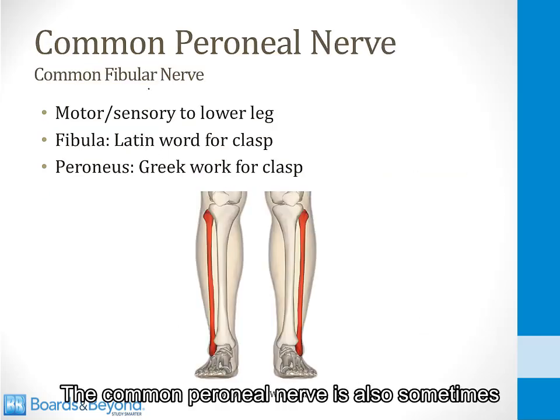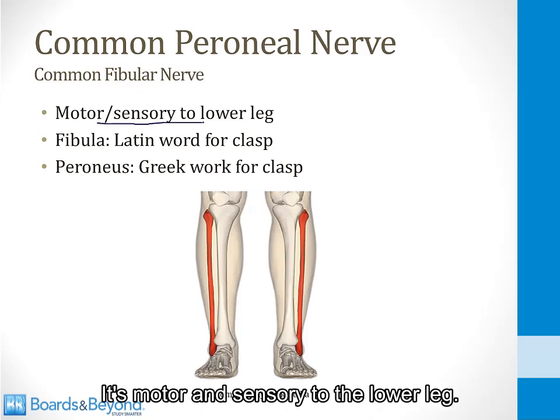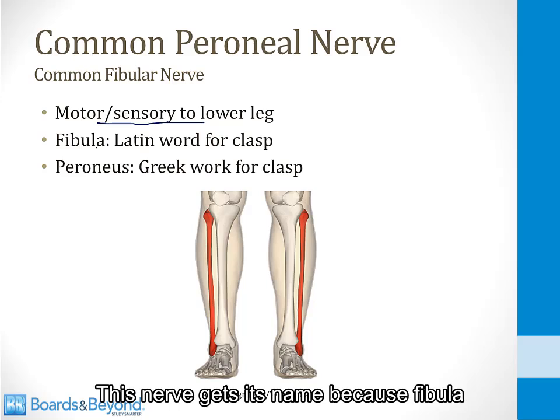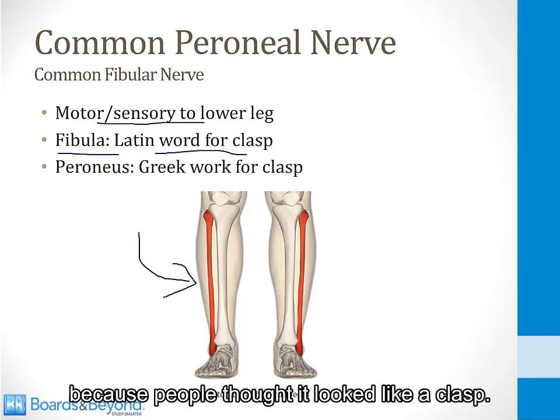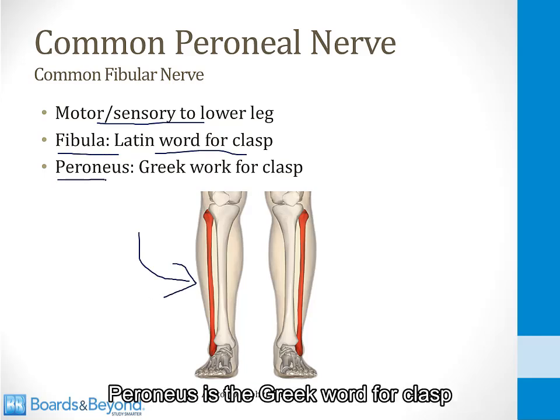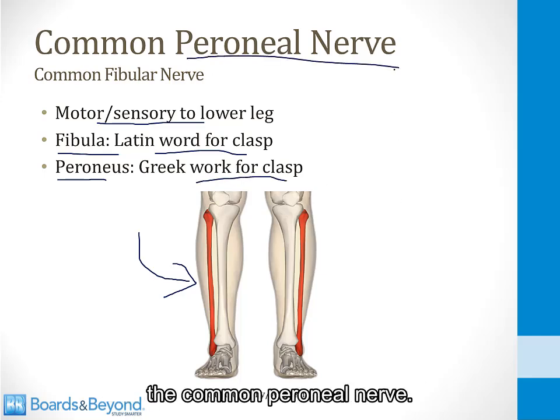The common peroneal nerve is also sometimes called the common fibular nerve. It's motor and sensory to the lower leg. This nerve gets its name because fibula is the Latin word for clasp, and that's how the fibula bone was named, because people thought it looked like a clasp. Peroneus is the Greek word for clasp, and therefore this nerve is often called the common peroneal nerve.